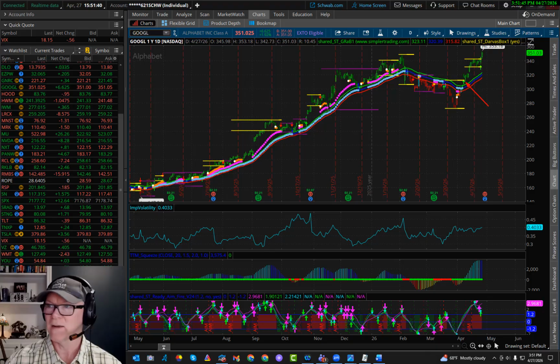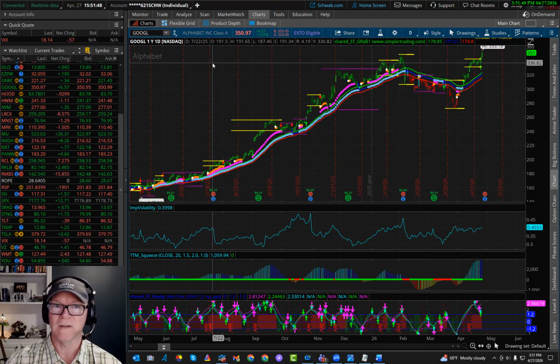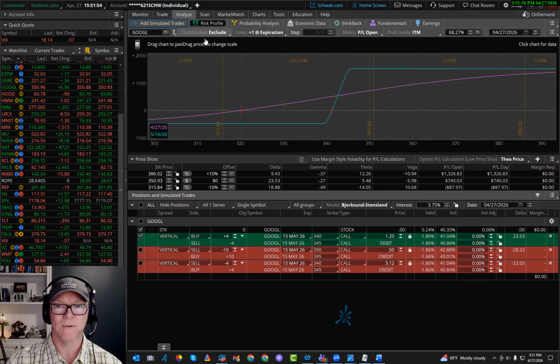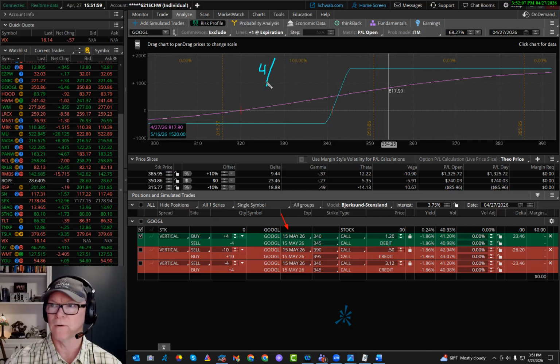Again, we entered right there and we got this really nice move up. I wanted to do something very simple, and I wanted to do a multi-prong trade. So I did a simple call debit spread. Very, very straightforward. And what I did over here, we went to 15 May. Now the reason I did that, again, Google reports on 4/29. That's this Wednesday.